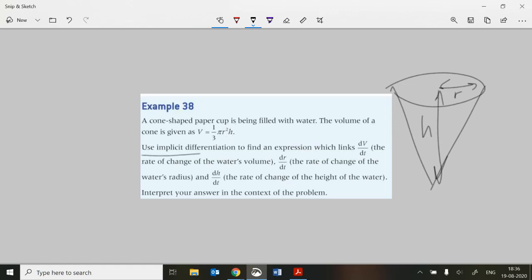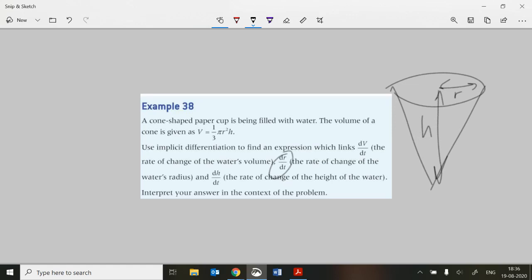So it says use implicit differentiation to find an expression which links dV/dt to the rate of change of the water's volume. So for example, that might be the tap that's filling this thing up, flowing at a particular rate, and that will also be equivalent to the rate at which the volume is filling up. So that's the rate of change of the water's volume, and then dr/dt, the rate of change of the water's radius. So as the height of this water gets higher, then the radius of the circle is going to get bigger.